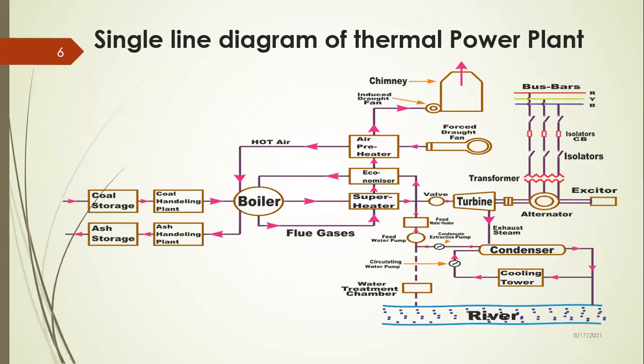And then on this side there is the turbine. The extra steam from the turbine is condensed in the condenser, where cold water is taken from the river, or cooling towers are used. The water is circulated in the condenser, which condenses the exhaust steam from the turbine, and that condensed steam is again fed to the boiler. So this is all about the single line diagram of the thermal power plant, with its various blocks and parts.